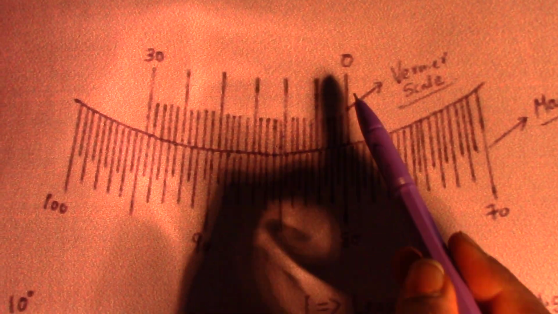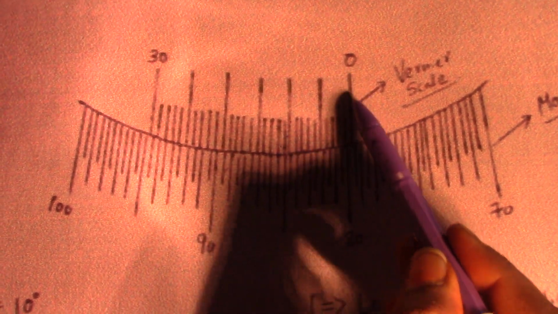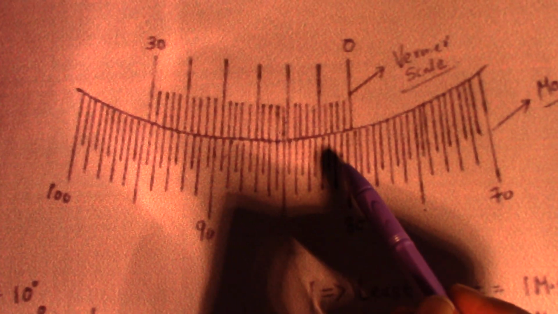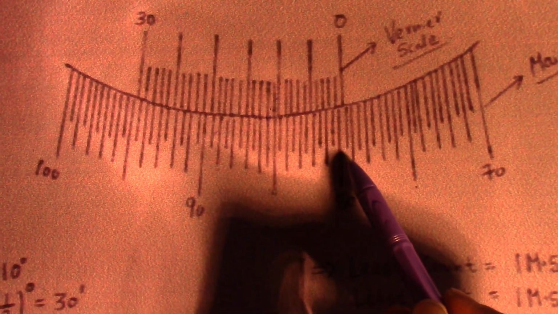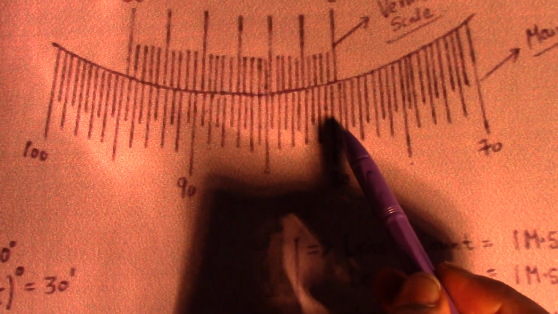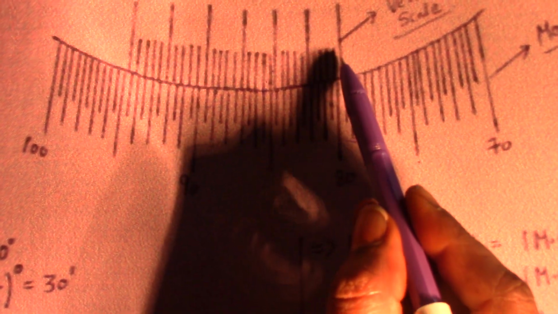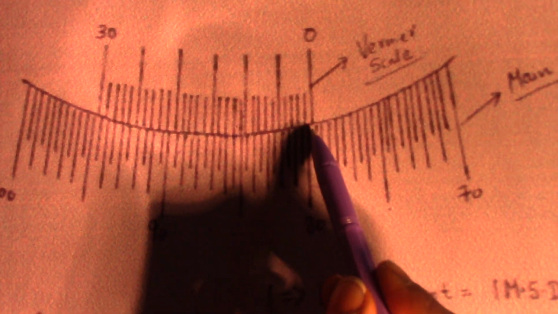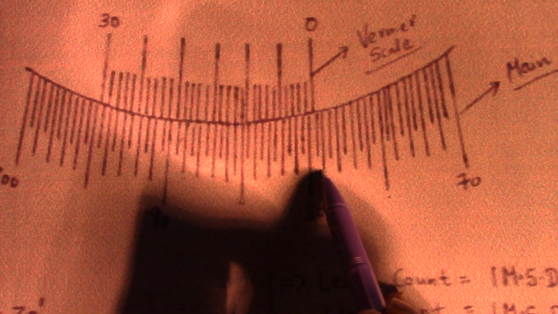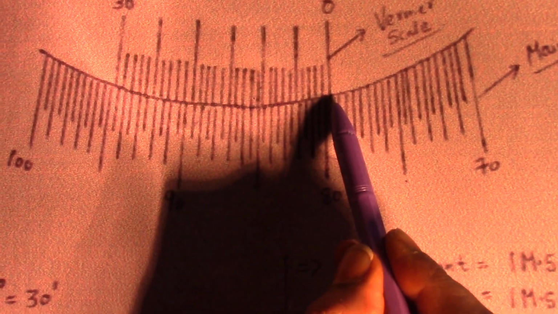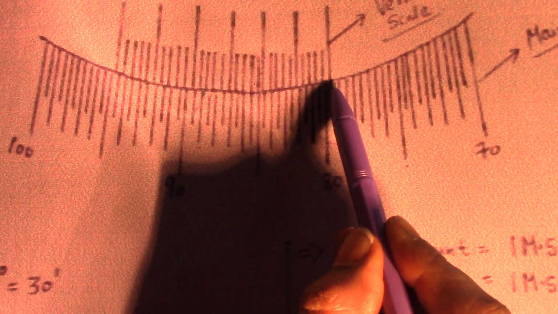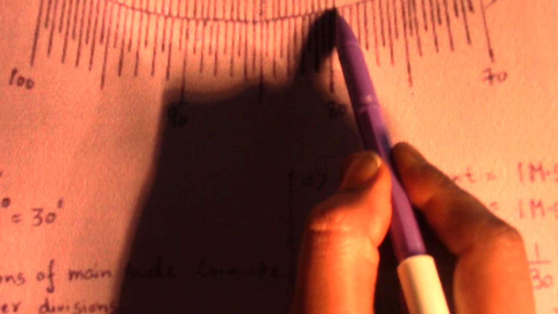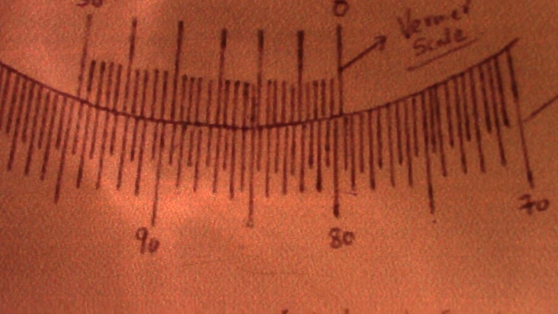See, on the upper vernier scale, the 0th line is coinciding exactly with one line on your main scale. So here, as per this figure, the 0th line of your vernier scale coincides with 79.5 degrees. Here MSR is equal to 79.5 degrees.